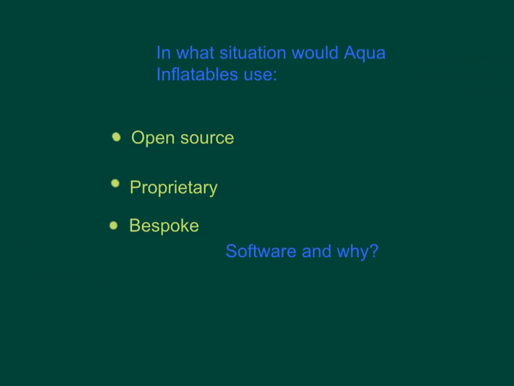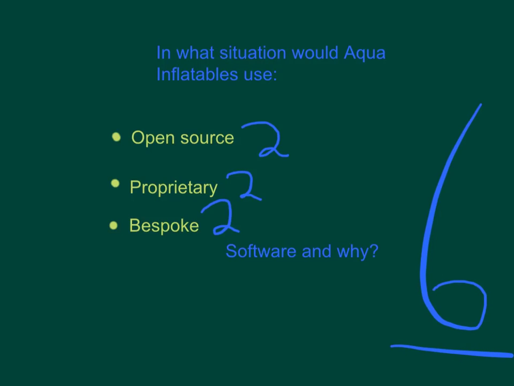Now, thinking about the case study, in what situation would Aqua Inflatables use open source, proprietary and bespoke software, and why? Now, I'm going to break this question down for you into individual marks. So for each point, it will be 2, 2 and 2, okay, leading to a total of 6. There will be 1 mark for stating a situation where they would use that software or a task that they want to complete, and also another mark for each one for the explanation.